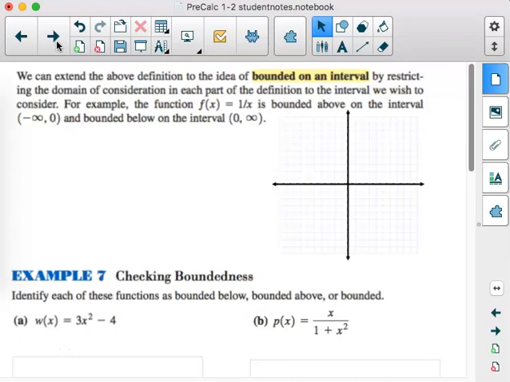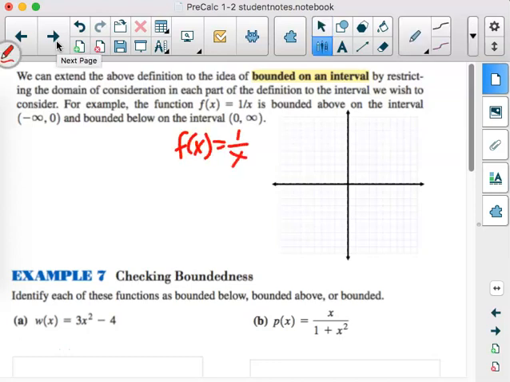This is our parent function for hyperbolas. That little baby right there. Because to be a hyperbola, you just have to have division. So it has division by the most basic thing we can divide it by, which is x. And if you remember, our vertical asymptote would be at the 0 of the denominator, which would be x equals 0.